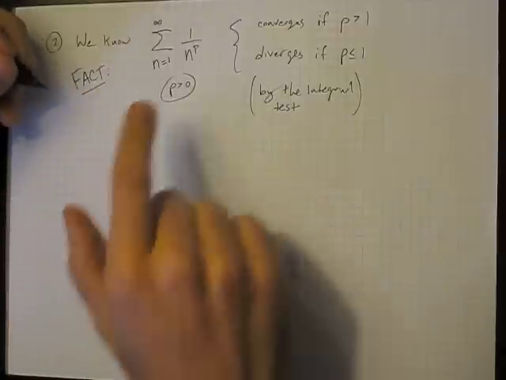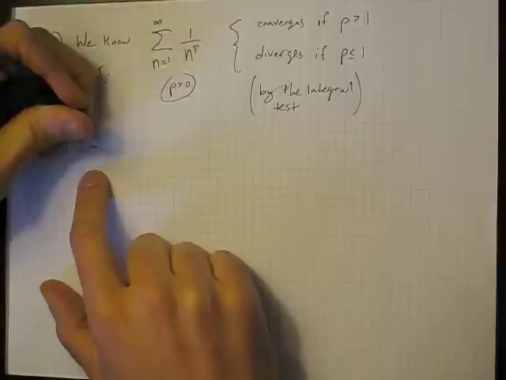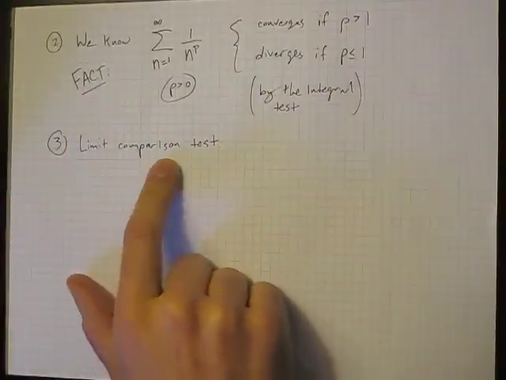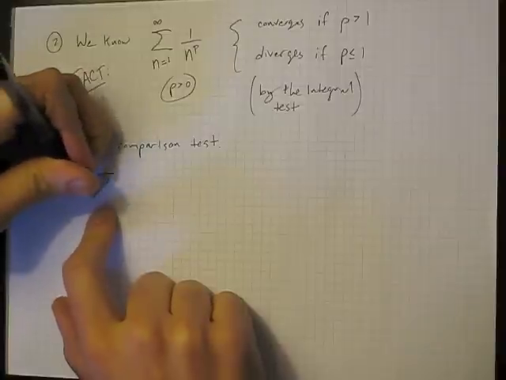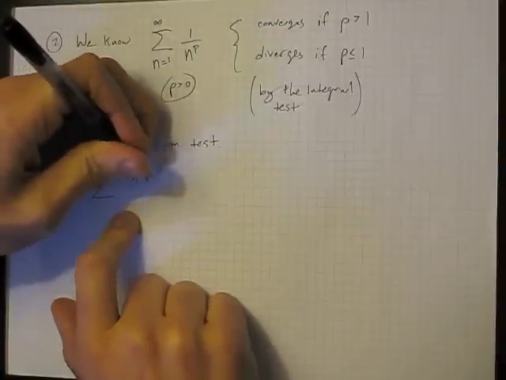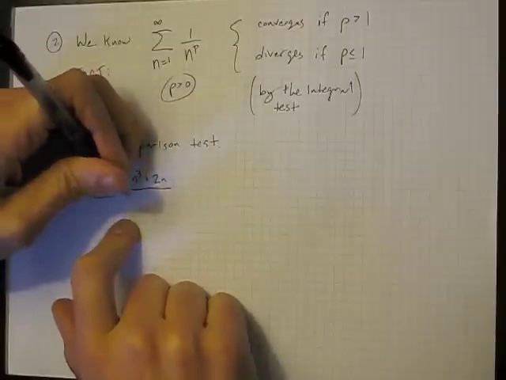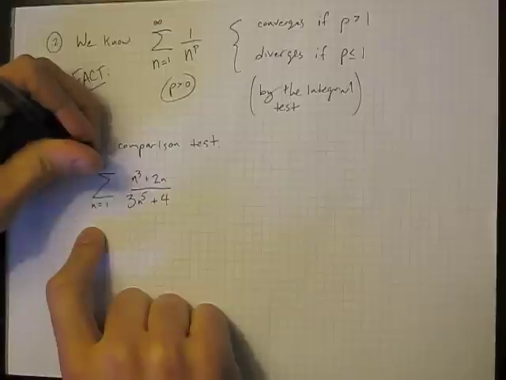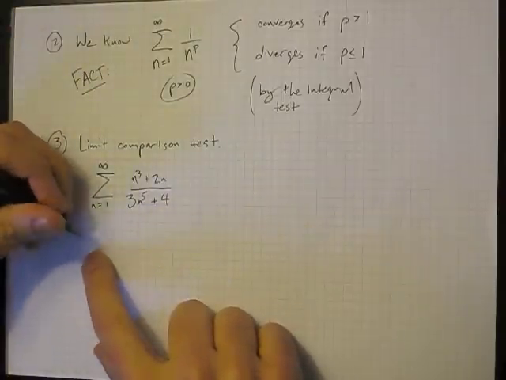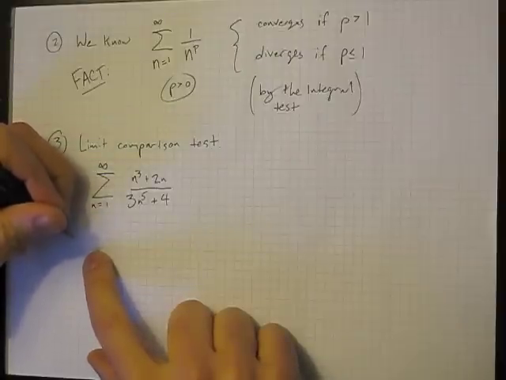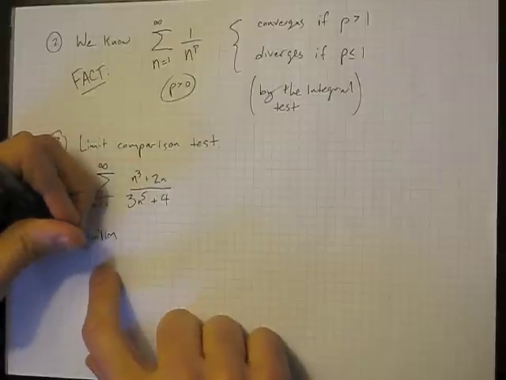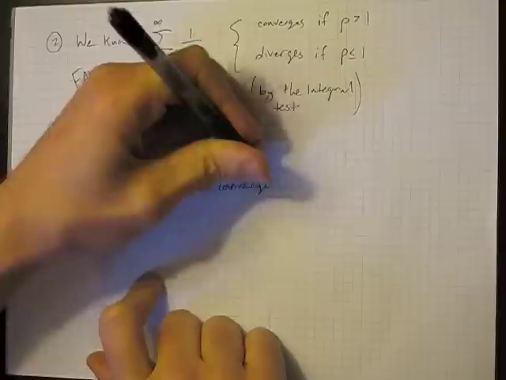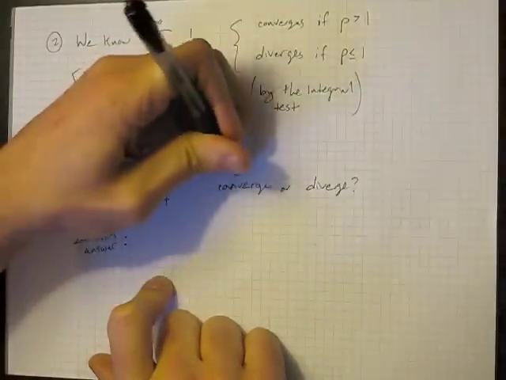Okay. So going into this a little bit further, we have the limit comparison test. Let's look at a very simple example. How about the sum of n cubed plus 2n over 3n to the fifth plus 4, start at 1, go to infinity. So there are two ways to answer this question. There's, let's call it, the intuition answer. The question is, converge or diverge? This is our question.